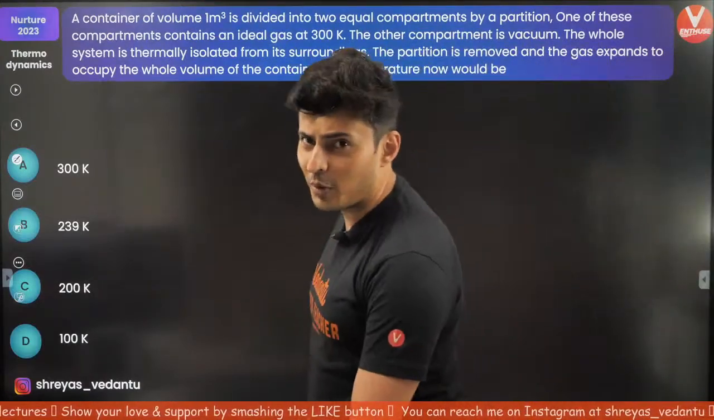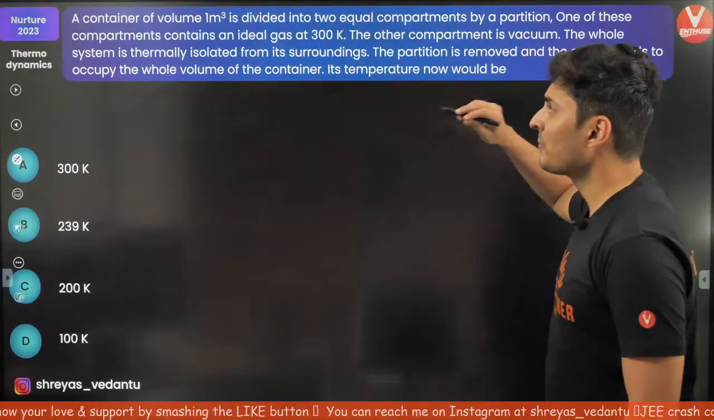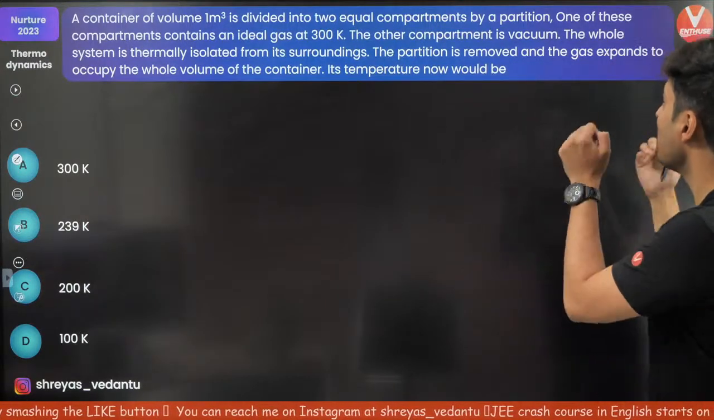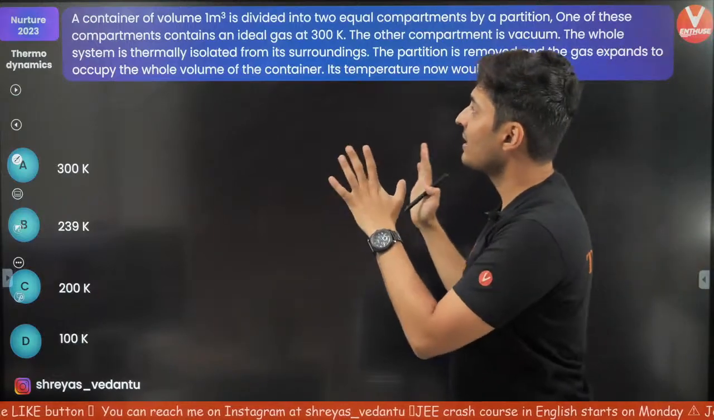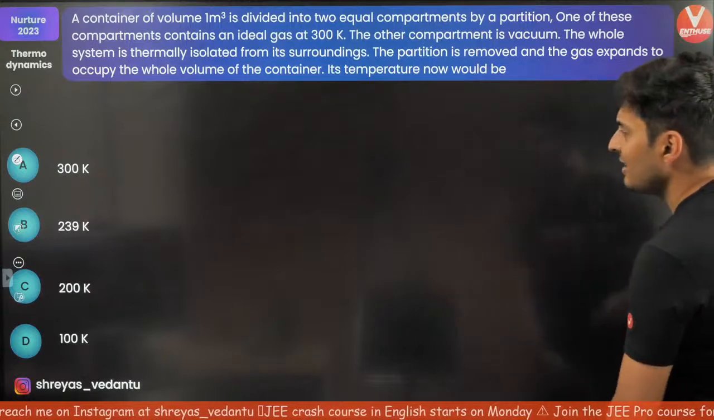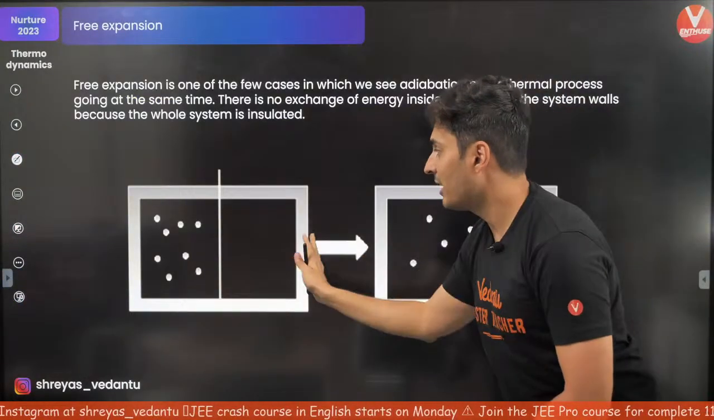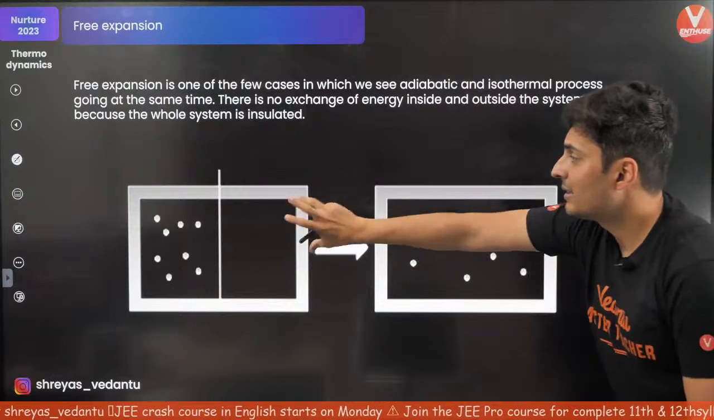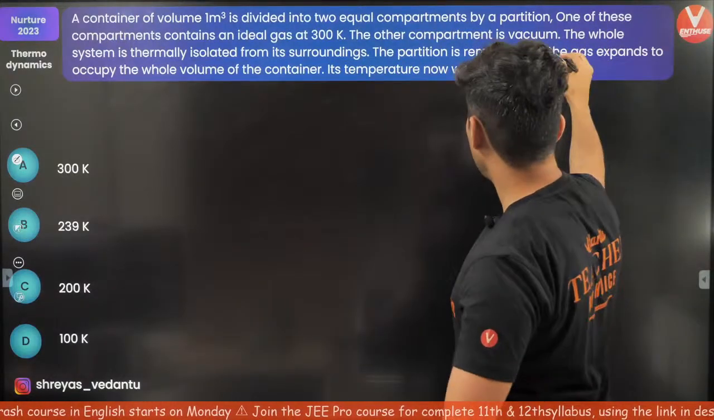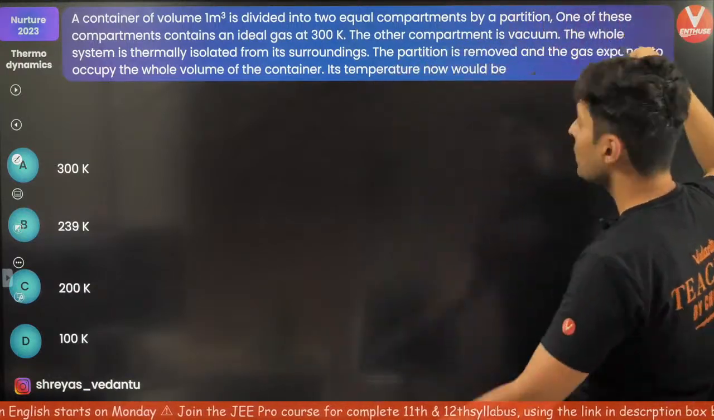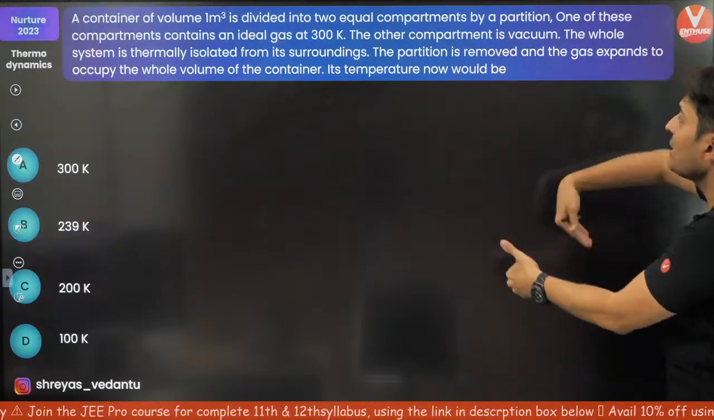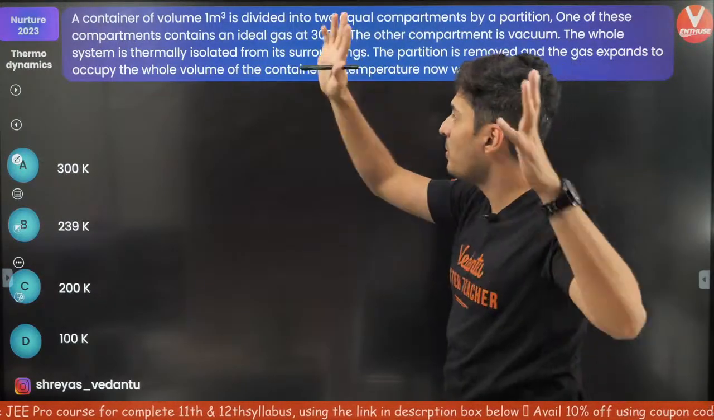A container of volume 1 meter cube is divided into 2 equal compartments by a partition. One of these compartments contains ideal gas at 300 Kelvin. This is exactly like the previous diagram. You have a container divided into 2 parts. That one contains gas at 300 Kelvin. The other compartment is vacuum, nothing is there. The whole system is thermally isolated from its surroundings. The partition is removed, the gas expands to occupy the whole volume.